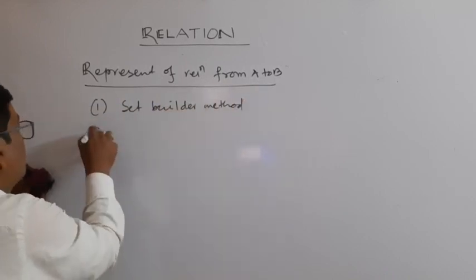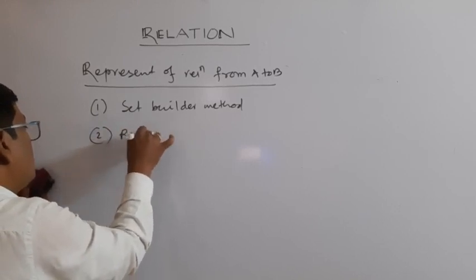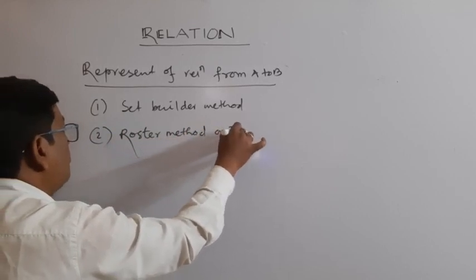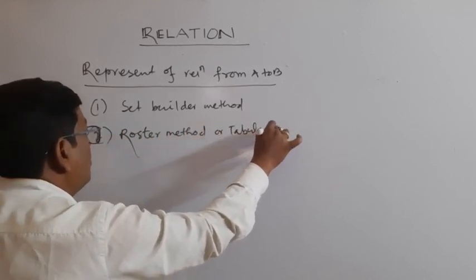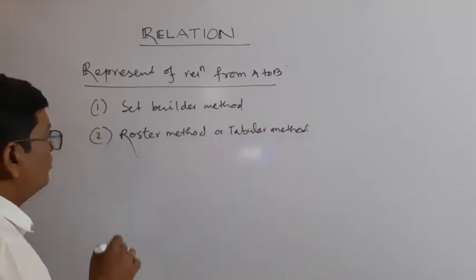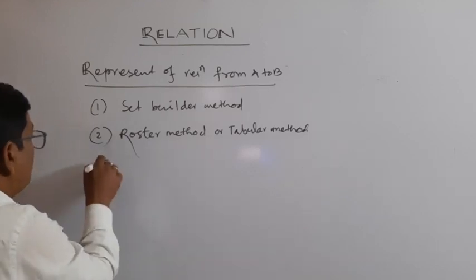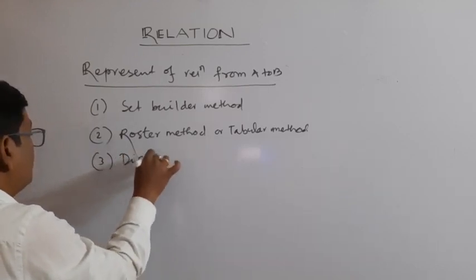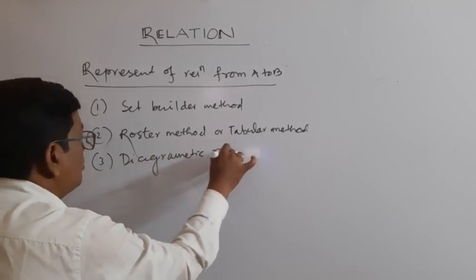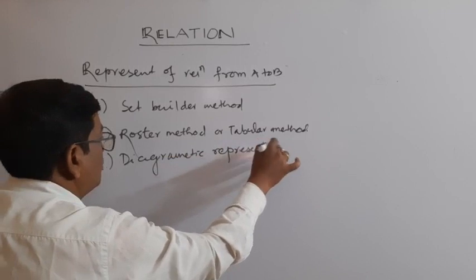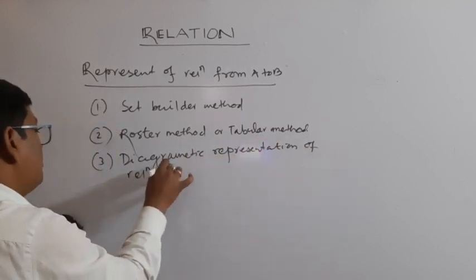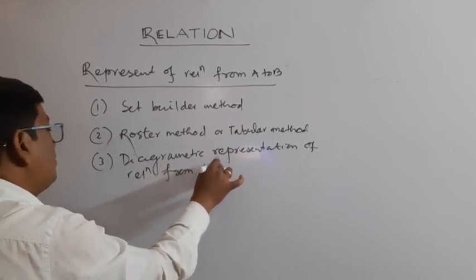Number 2, roster method or tabular method. Clear? And the third one is diagrammatic representation of relation from A to B.